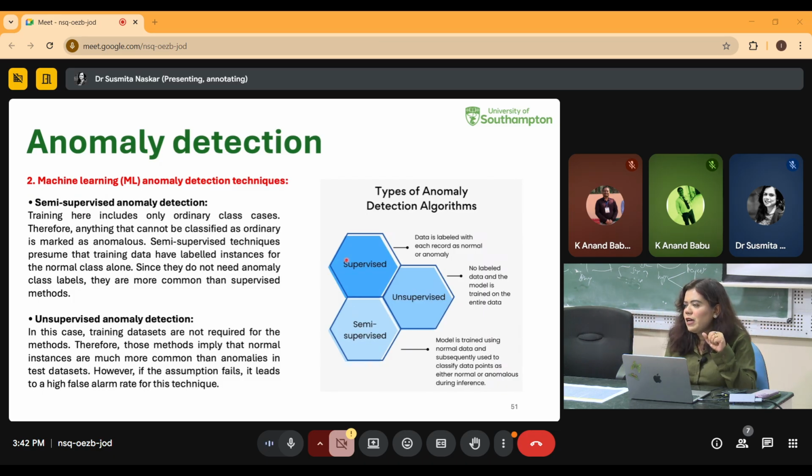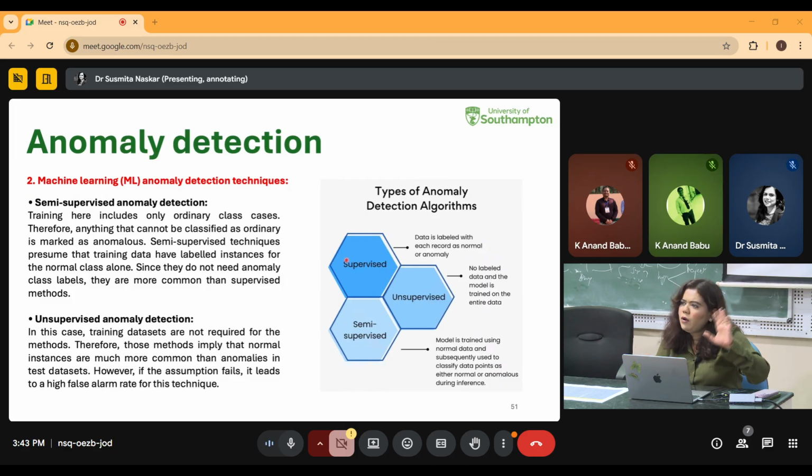But in semi-supervised, we just train according to the normal data, and then we put it against our next data. Whatever does not fit into that, we say this is some issue, right? That's how the semi-supervised one works. We do not label anything as anomaly data. Since we do not need to label anomalies, this method is more common than the supervised method, because we are only saying, okay, fine, this is black. We are not interested in identifying what is white, right? Whatever does not fit into black automatically goes into white.